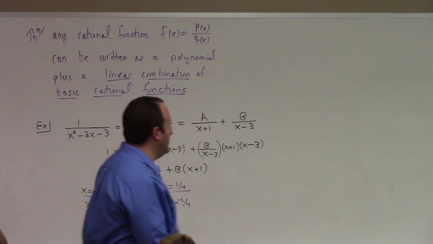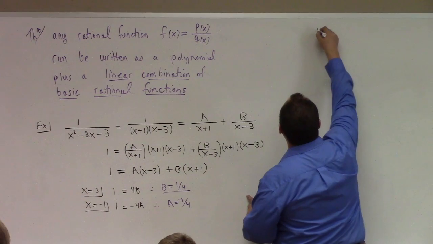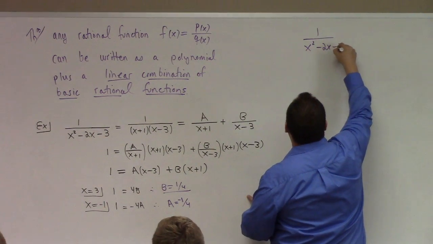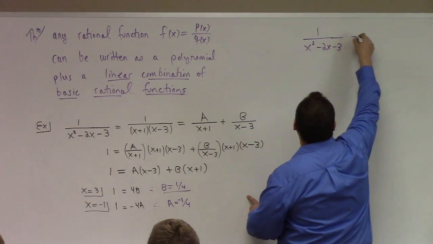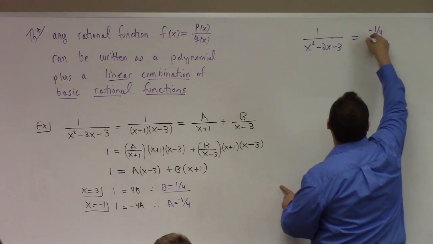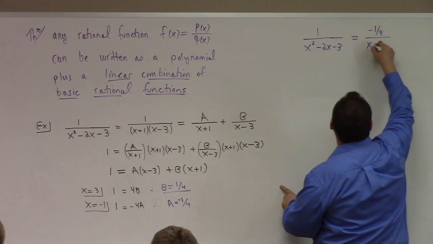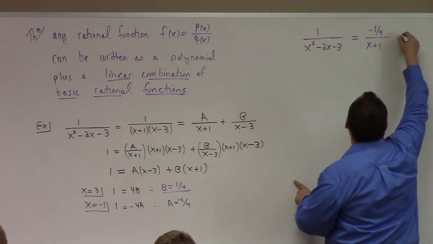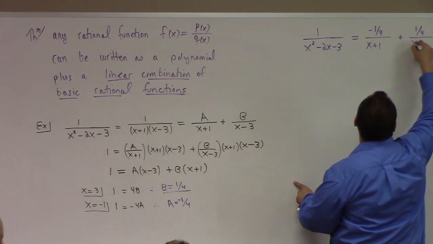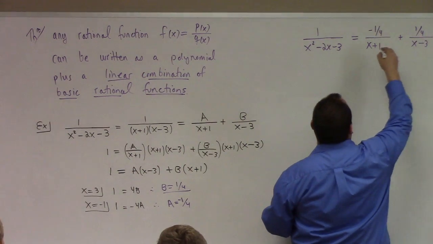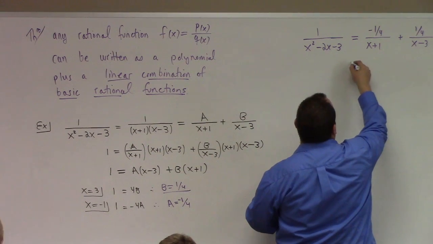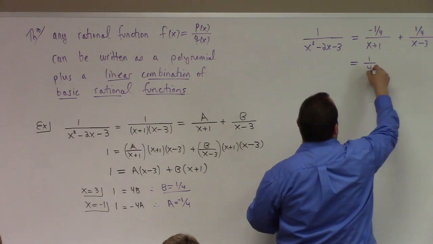And lo and behold, we found our first partial fractions decomposition. 1 over x squared minus 2x minus 3, right, is equal to, apparently, minus 1/4 divided by x plus 1 plus 1/4 over x minus 3. Now, I personally, I mean, that's it, right? But you could clean this up a little bit. This is really 1/4 of what?